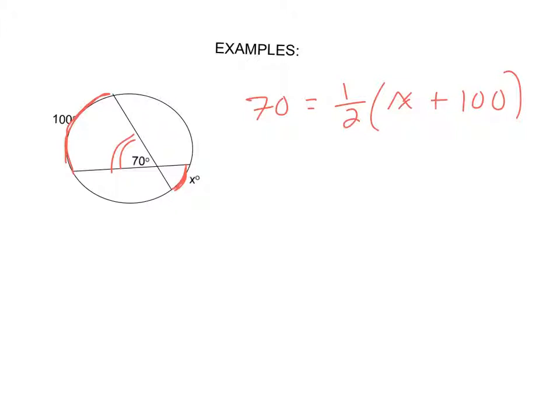Now to solve this for x, I'm going to multiply both sides by 2. So on the left side, 70 times 2 is 140. 1/2 times 2 is just 1, so that goes away. I'm left with x plus 100. Subtract the 100, x equals 40. So the measure of this arc right here is 40 degrees.